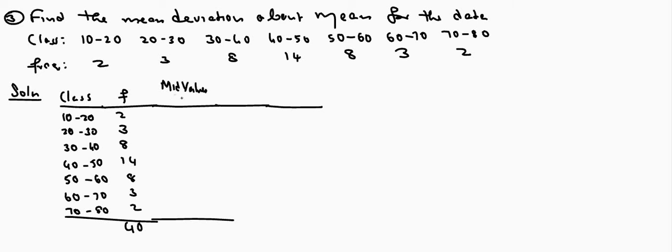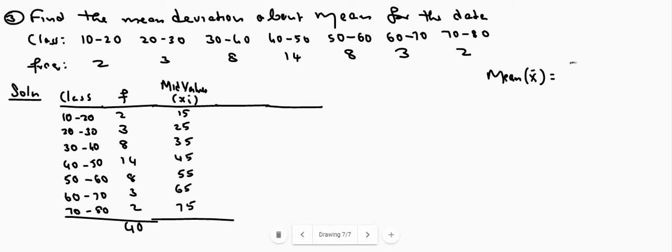Then we have to find the midpoints, that is mid values. Mid values means we have to find xi. To find the mid values, we add 10 and 20 divided by 2, this 10 plus 20, 30 by 2 is 15. Here we get 15, 25, 35, 45, 55, 65 and 75. We get midpoints, that is xi. To find the mean, the formula for finding mean, that is x bar equal to sigma fx divided by capital N.